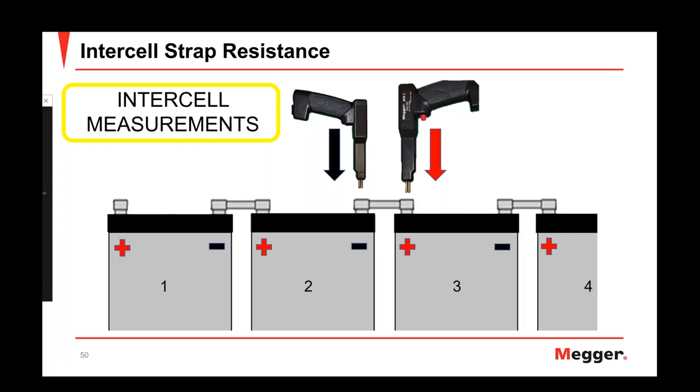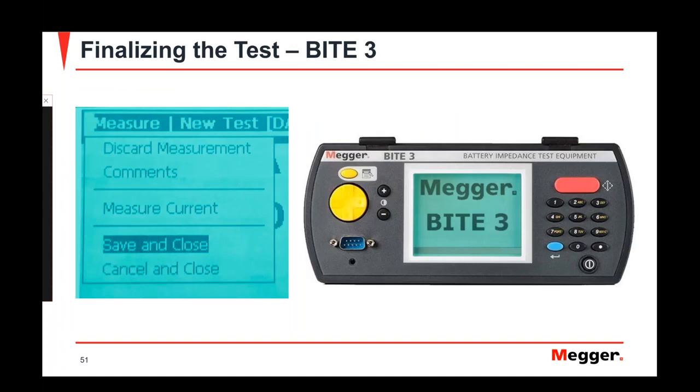And we can see that the black probe is on the negative post of cell number 2, and that the red lead is on the positive post of cell number 3 for that measurement. So to finalize the test with a BITE 3, there isn't the need to short the test probes together like we do with the BITE 2P.